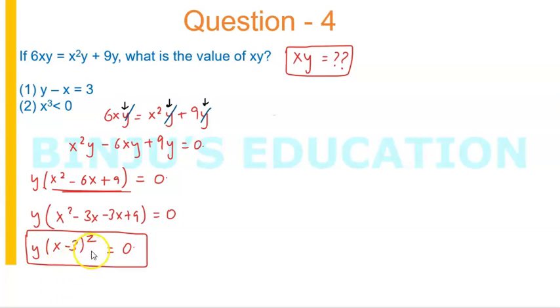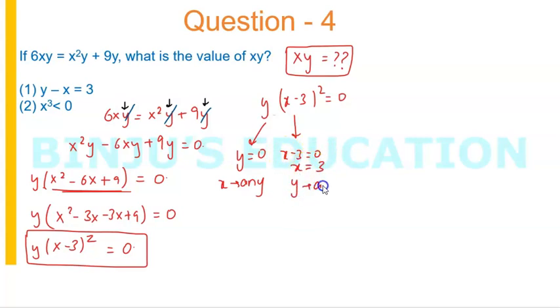So y into (x minus 3) square is 0. So what conclusions can we have? We can have y equal to 0, and x can be anything. We can have x minus 3 as 0, which means x is equal to 3, and y can be anything. And at the same time, we can have y equal to 0 and x equal to 3. So all three are possible.